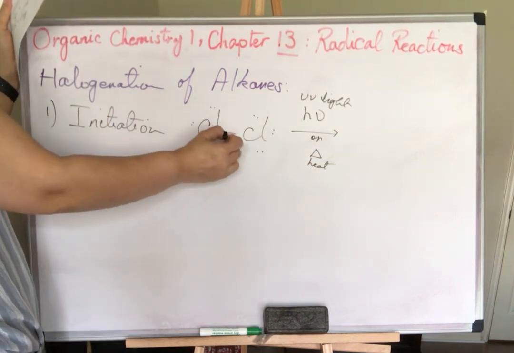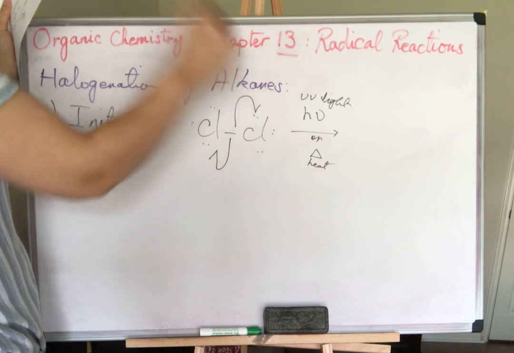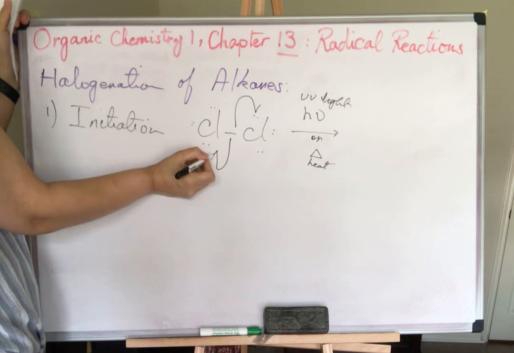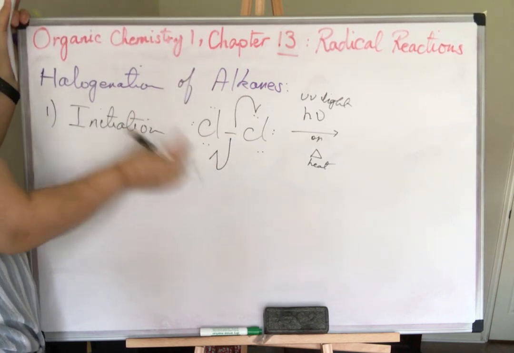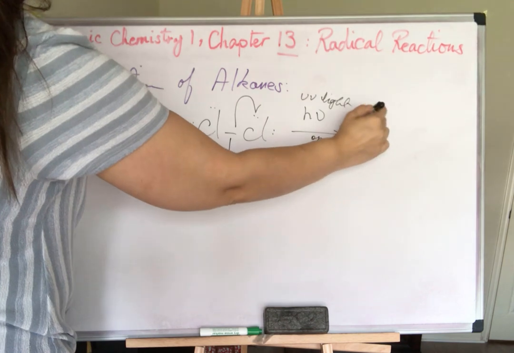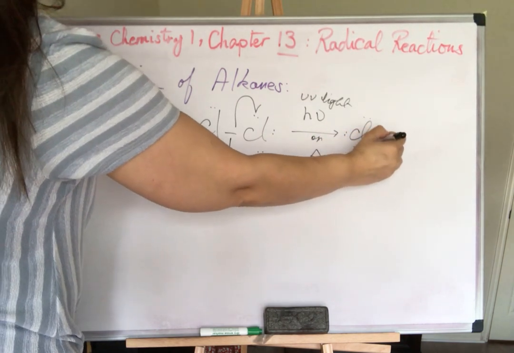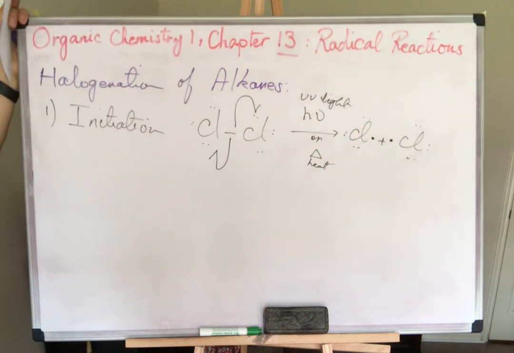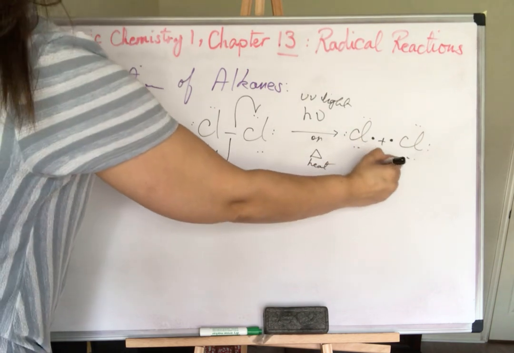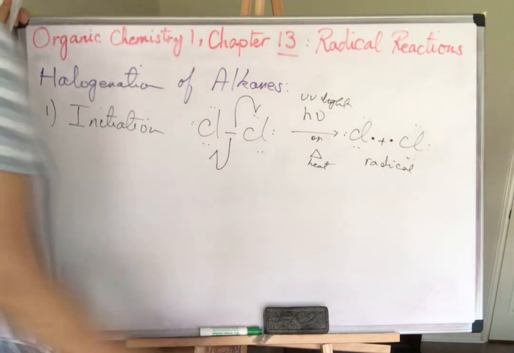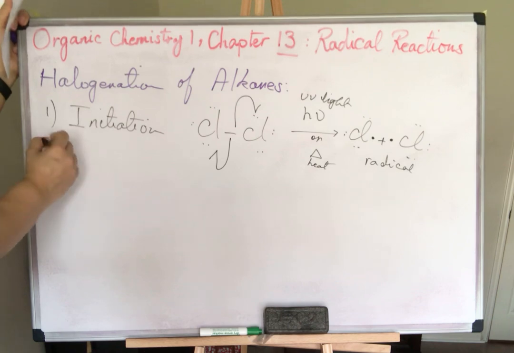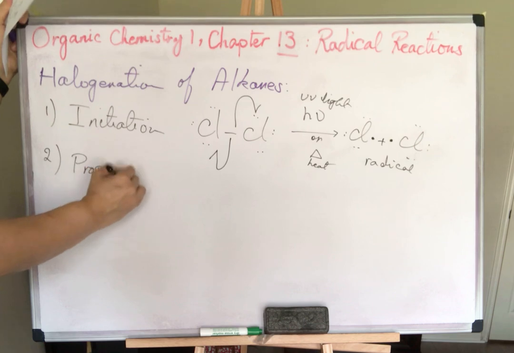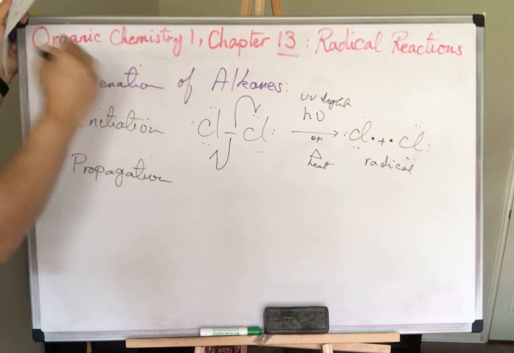So what happens? A homolytic breaking of the bond happens. Don't forget to use the hooks, not the arrows. A hook means half of the electrons transfer to each atom. So in the initiation step, you will have created 2 radicals of chlorine. In the second step, which is called propagation, the reaction starts propagating.